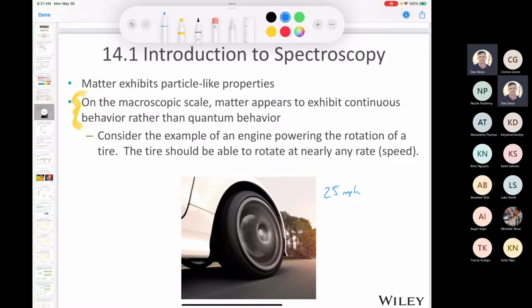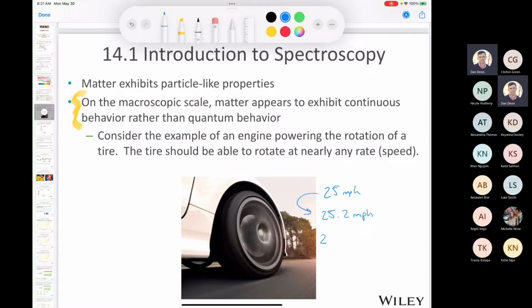Okay, so you can definitely do that. But let's say I asked you, I want you to spin that tire at 25.2 miles per hour. Could you do that? The answer is yes. Again, you would only be limited by the precision of the speedometer and the accelerator.